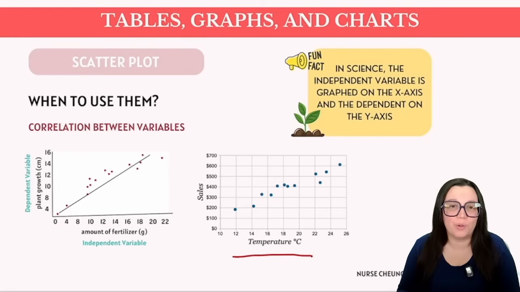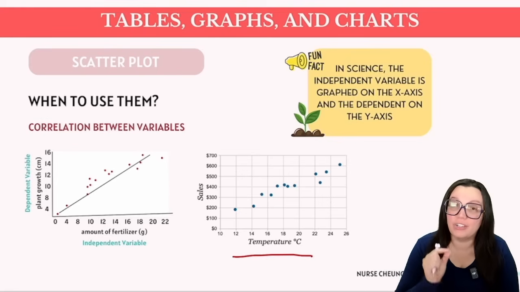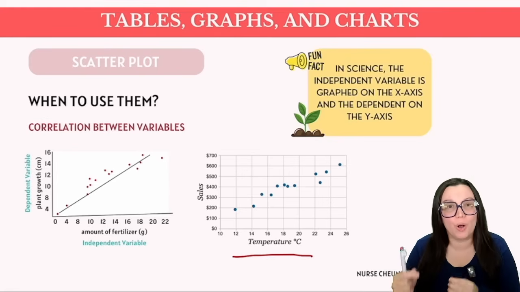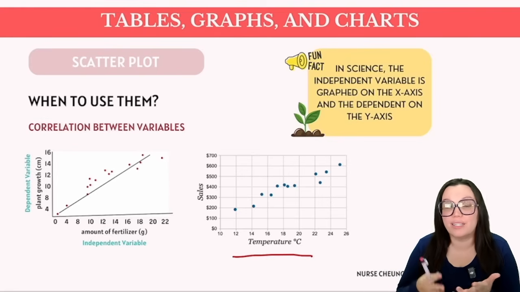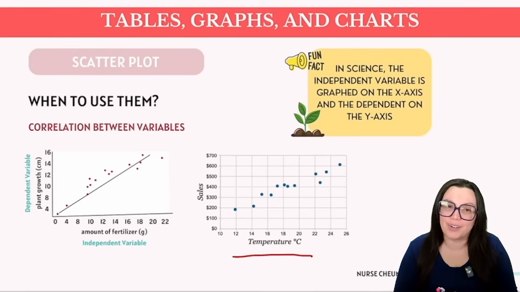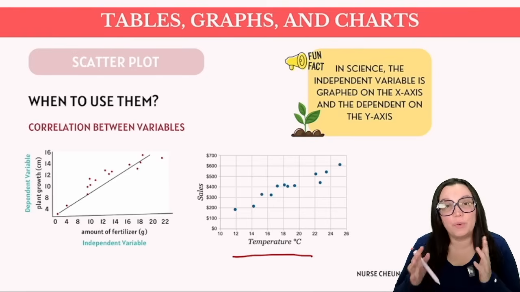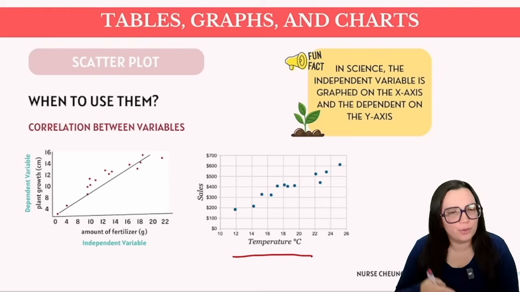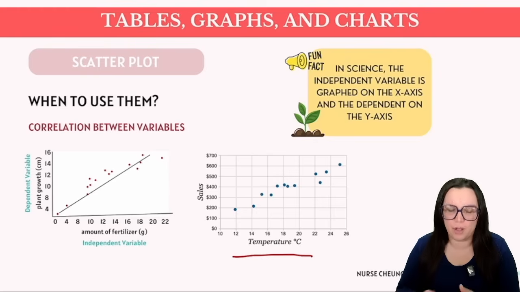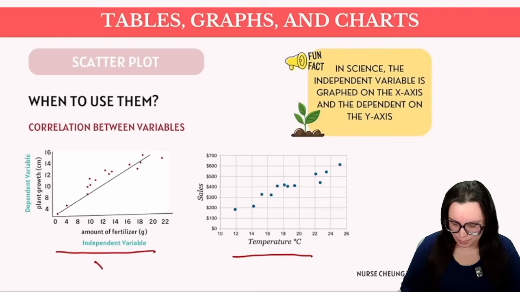Scatter plots do hold significant value in scientific studies. They are particularly useful when we need to alter one variable, known as our independent variable, and observe its impact on the other, called our dependent variable. When we're setting up our scatter plot, it's crucial that we place that independent variable on our x-axis. This would be our x.